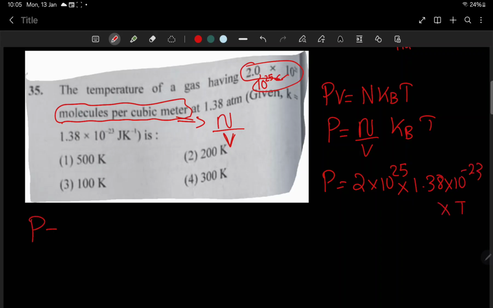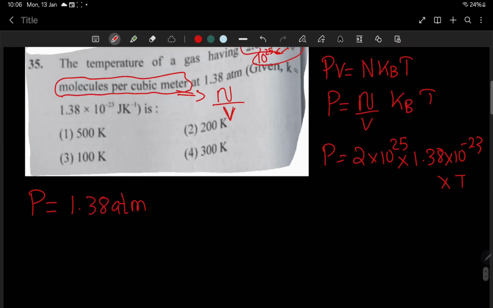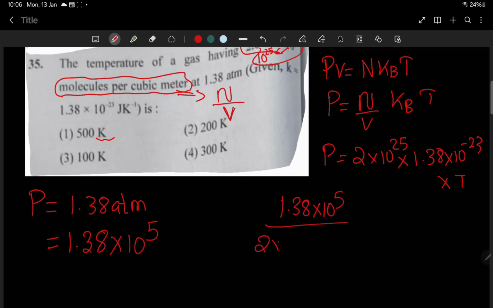Look, here pressure is given as 1.38 atm. But we have to get this in Kelvin. So we have to convert pressure into Pascal. That is, just multiply by 10 raised to 5, or 101.2 kilopascal accordingly. But 10 raised to 5 is giving us more accurate answer. So I am doing that. So 1.38 into 10 raised to 5 by 2 into 10 raised to 25 into 1.38 into, 1 second.